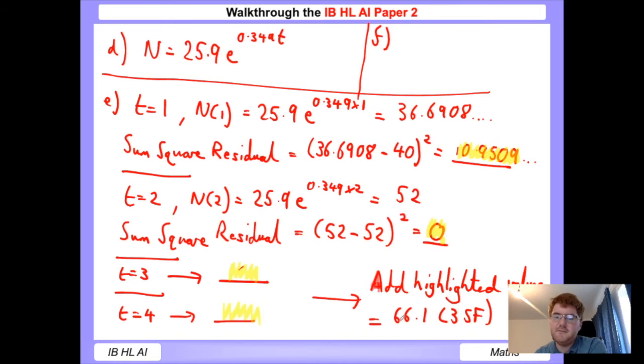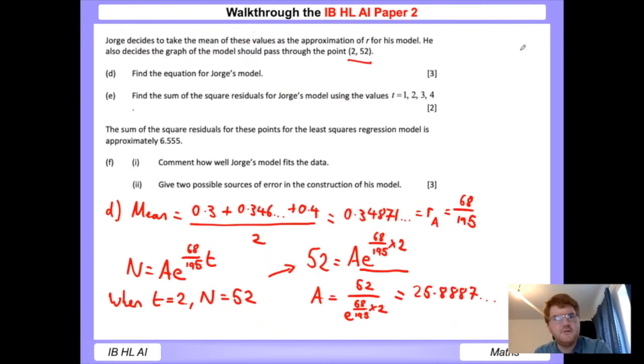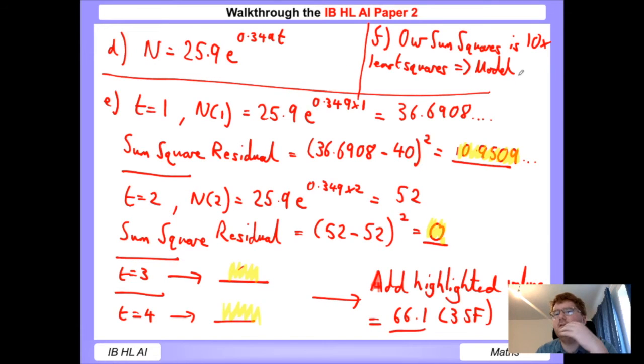Well, our sum of squares is 10 times the least squares regression model. Therefore, our model doesn't really work very well. Our model doesn't fit the data well.